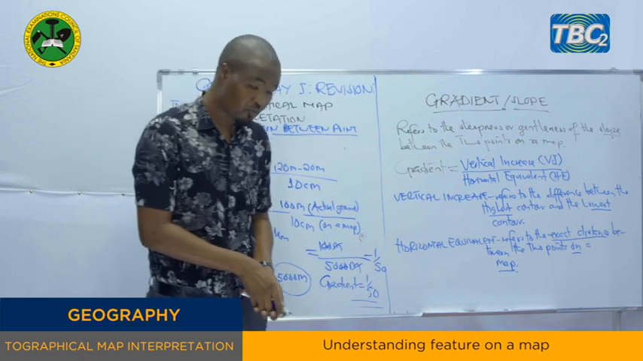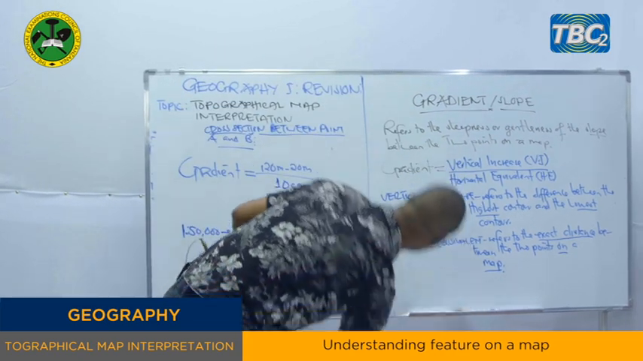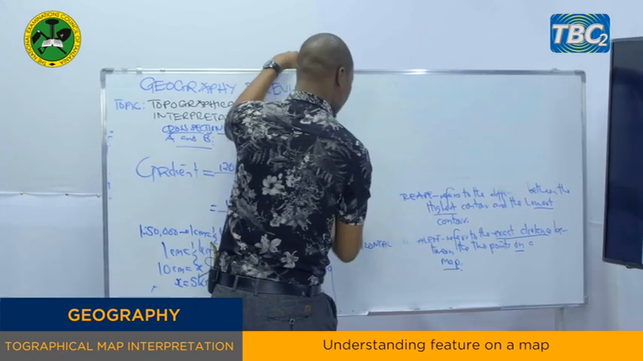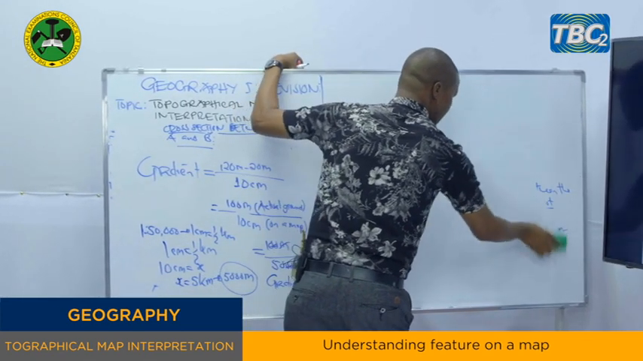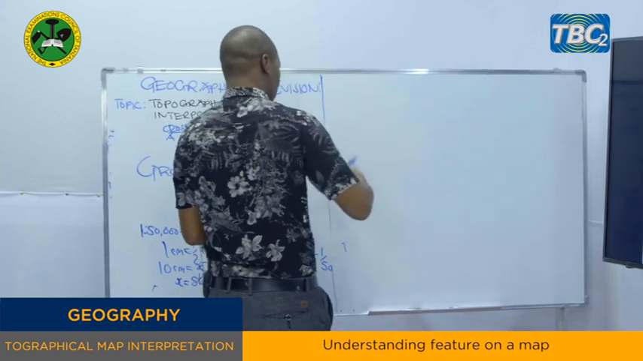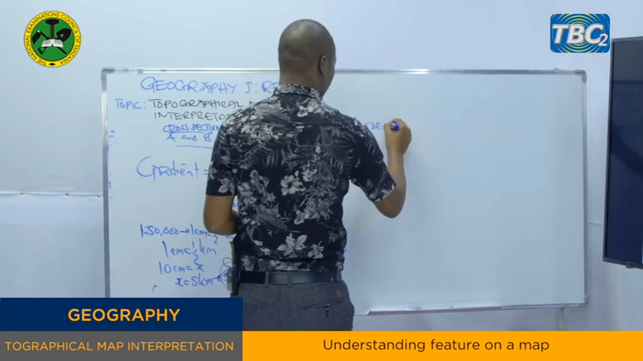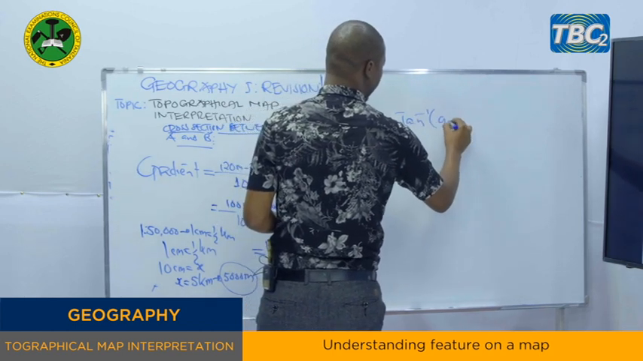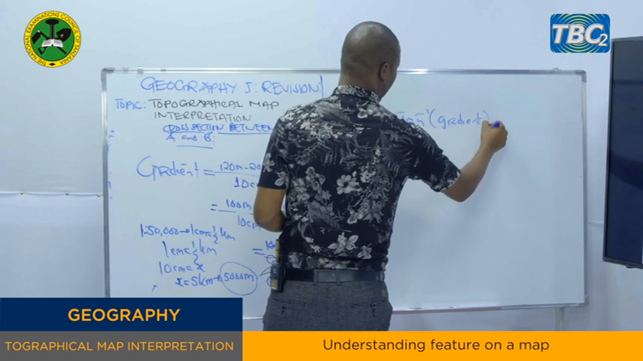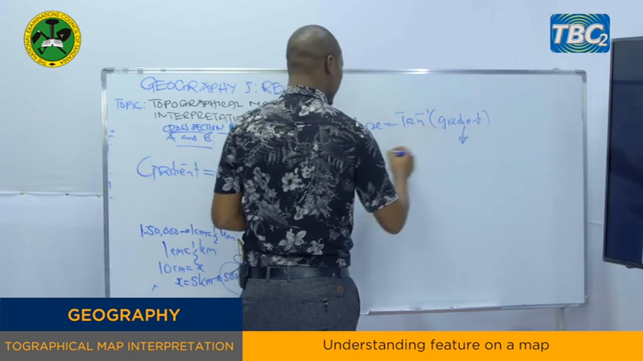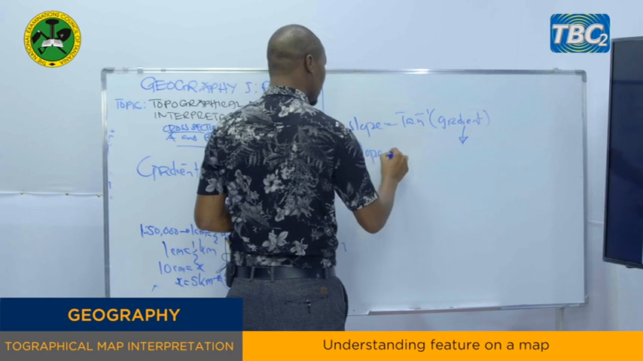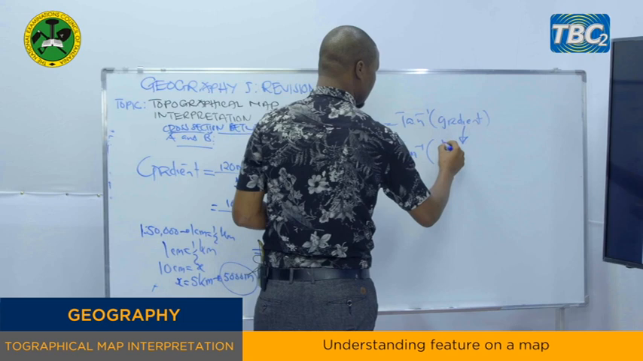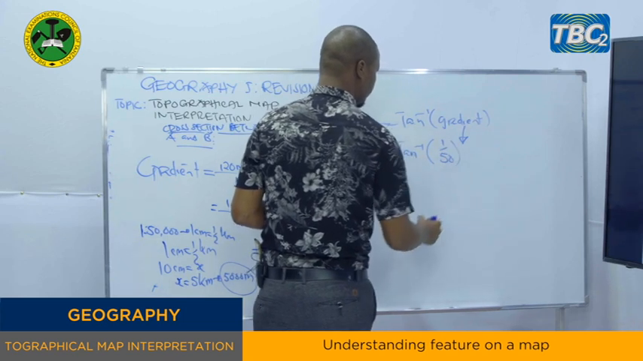Then from there, you can be able to find what we call the slope. Remember slope. Slope is equal to the tan inverse of gradient. And remember, we have gradient. It means to find the slope is equal to tan inverse of gradient, which is equal to 1:50.